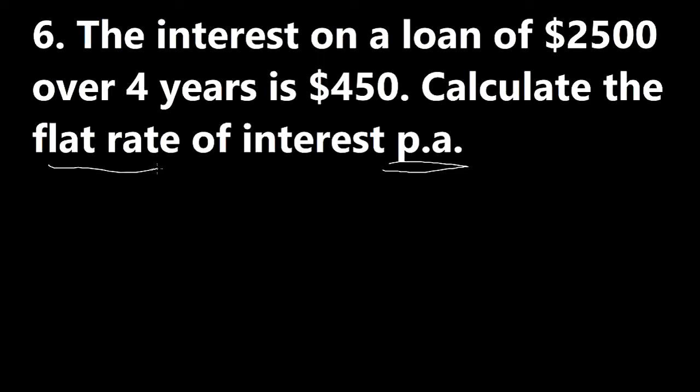So what it's saying up here is the total interest of the loan, not the initial principal. They want us to find what the rate is on a principal amount of $2,500. Immediately I'm going to write down my simple interest formula, which is I for interest equals PRN.